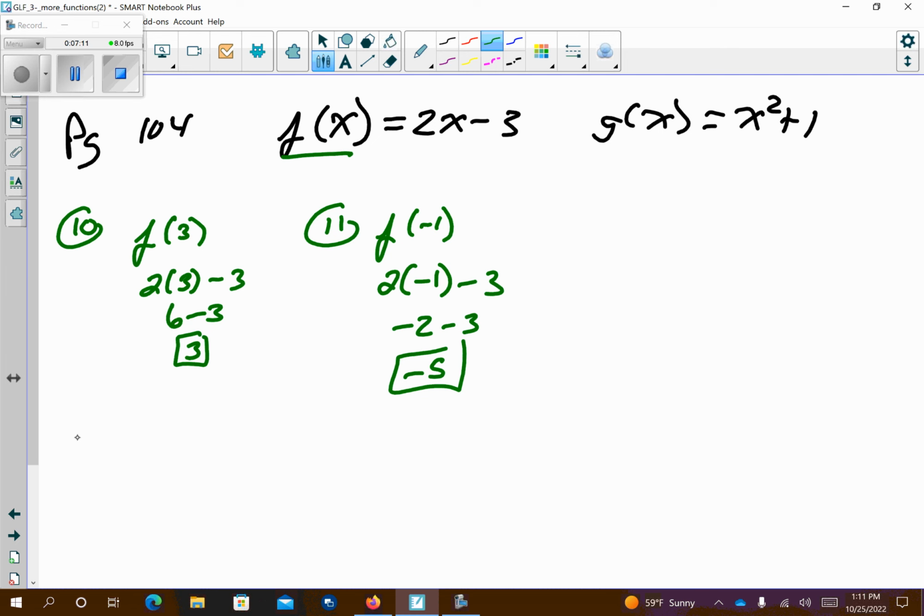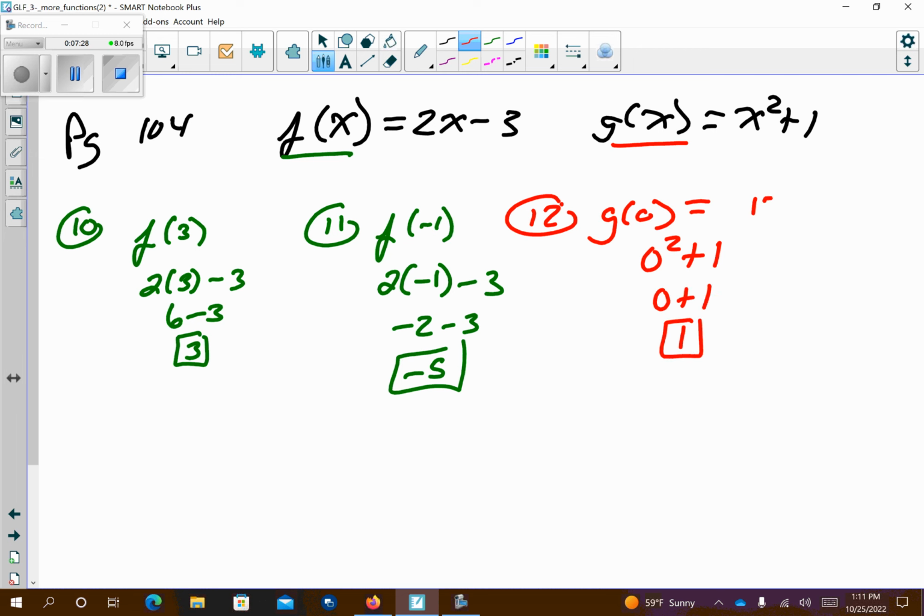Then we go to number 12. Let me change colors. Now we're going to go g at 0. That means I'm going to use this equation. So I'm going to plug 0 in for x, so I get 0 squared plus 1. 0 squared is 0, plus 1 is 1. Number 13, I have g at 3. Means I'm going to plug 3 in for x. Do the math. 3 squared is 3 times 3, which is 9. 9 plus 1 is 10.